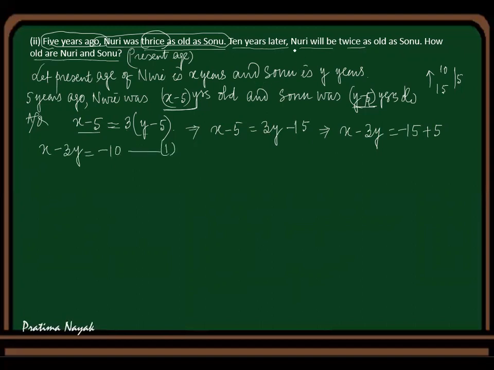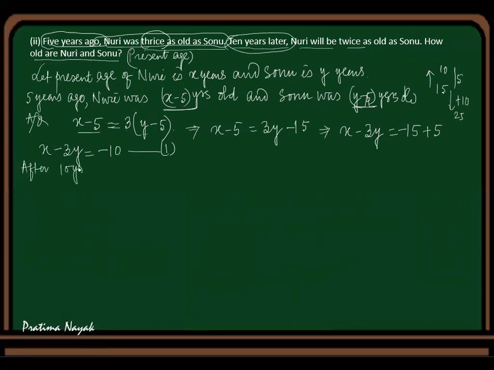One part is over. Now 10 years later, after 10 years. So if you are 15 years old now, after 10 years, you will be 25 years. So Sonu will be y plus 10 years, Nuri will be x plus 10 years. That means both will be added 10 years. So next is after 10 years.